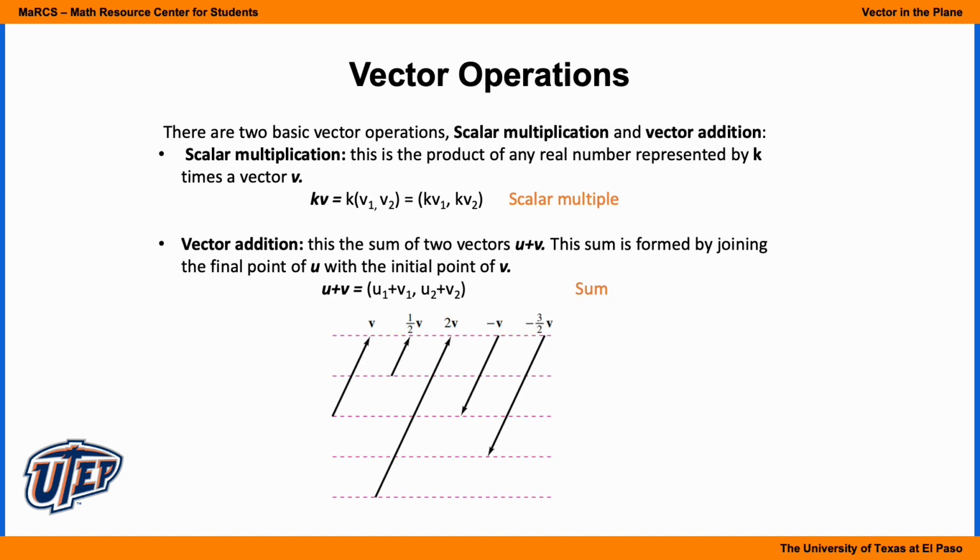There are two basic vector operations, scalar multiplication and vector addition. Scalar multiplication is the product of any real number, represented by k, times the vector v. So we just multiply each of the components of the vector by k. Now vector addition is the sum of two vectors u plus v, and this sum is formed by joining the final point of the vector u with the initial point of the vector v.